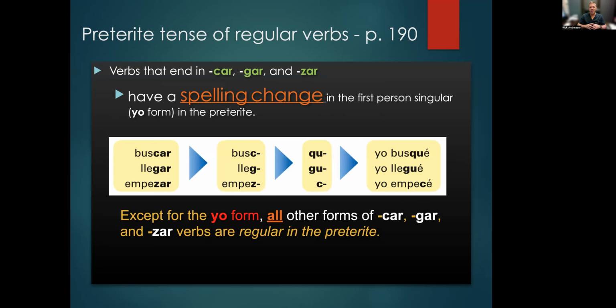There's also another spelling change, and this is purely so that the word is written the same way it's pronounced. Words that end in CAR, GAR, and ZAR have a spelling change in the first person singular in the preterite tense, okay? So think about that for a second. Think through the pronunciation rules and think of why that would be.